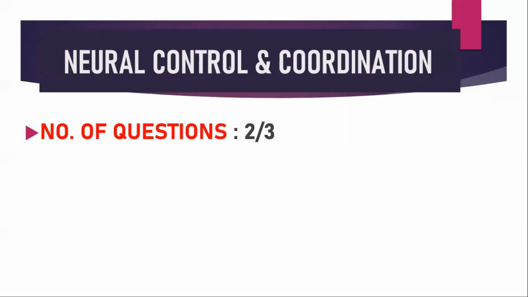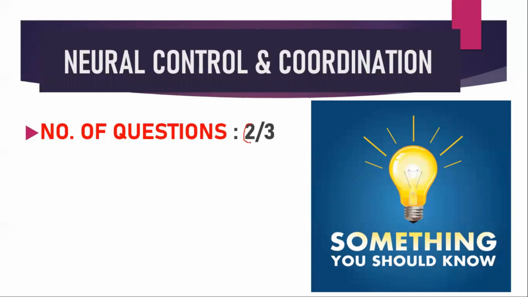Neural control and coordination, one will be from the ear or eye. One question will be from that, and the second question will be from the brain.